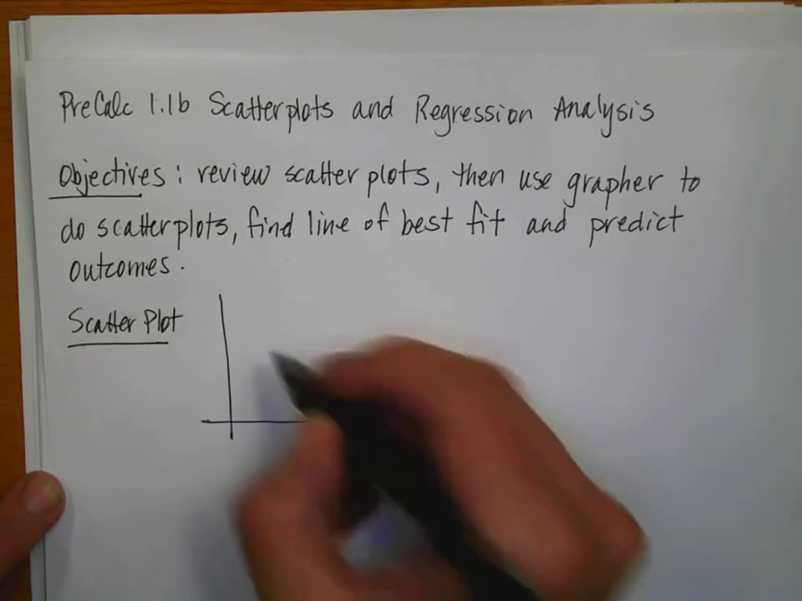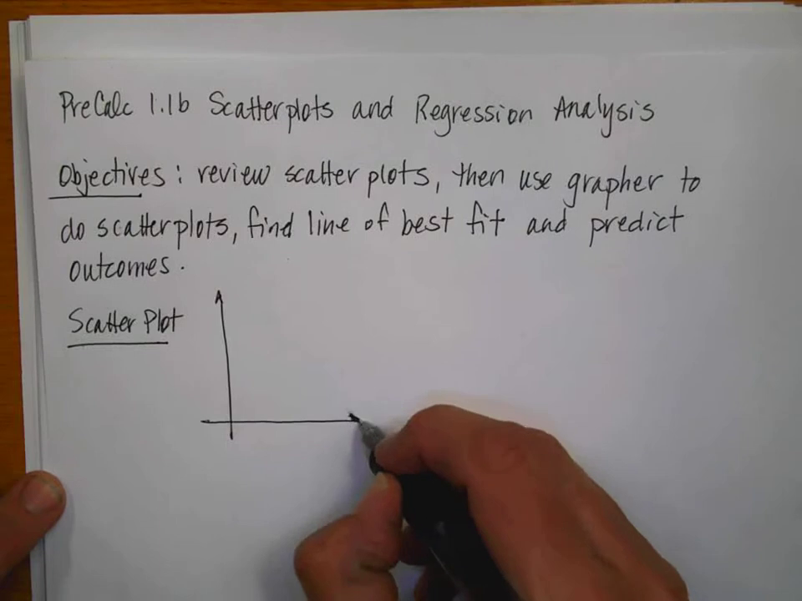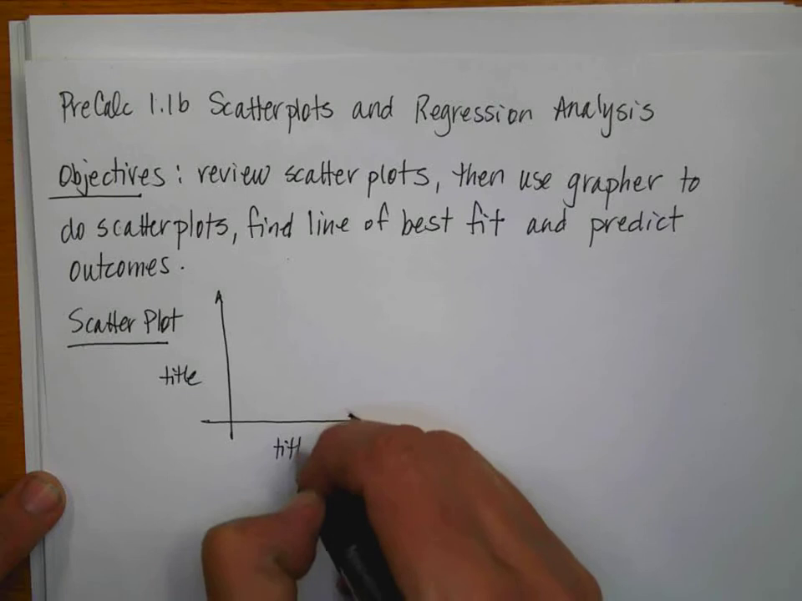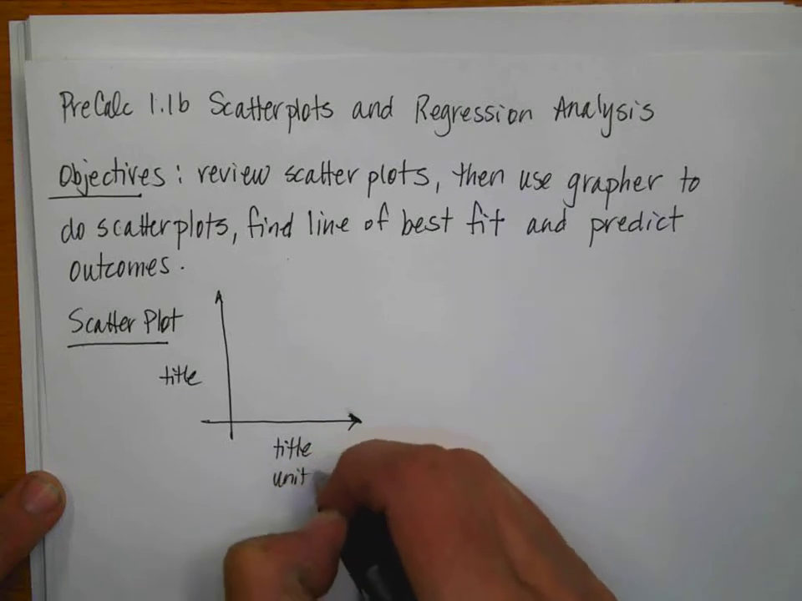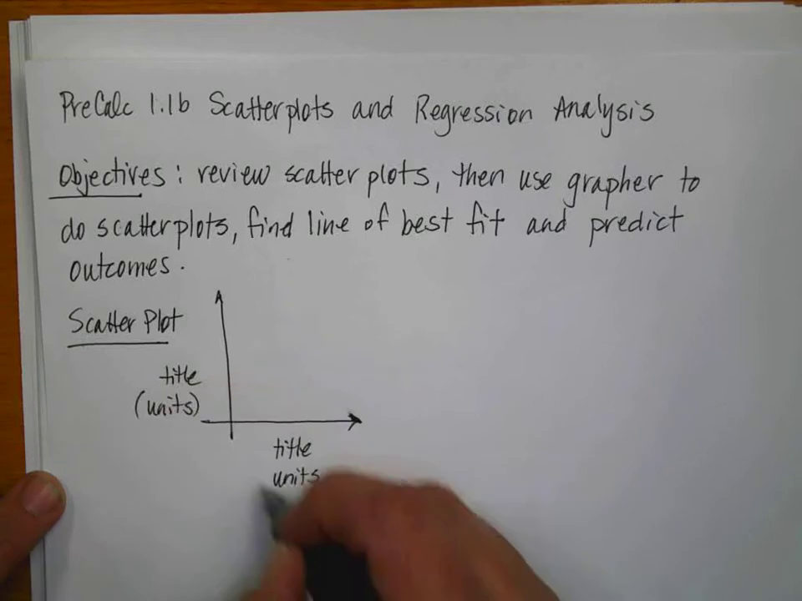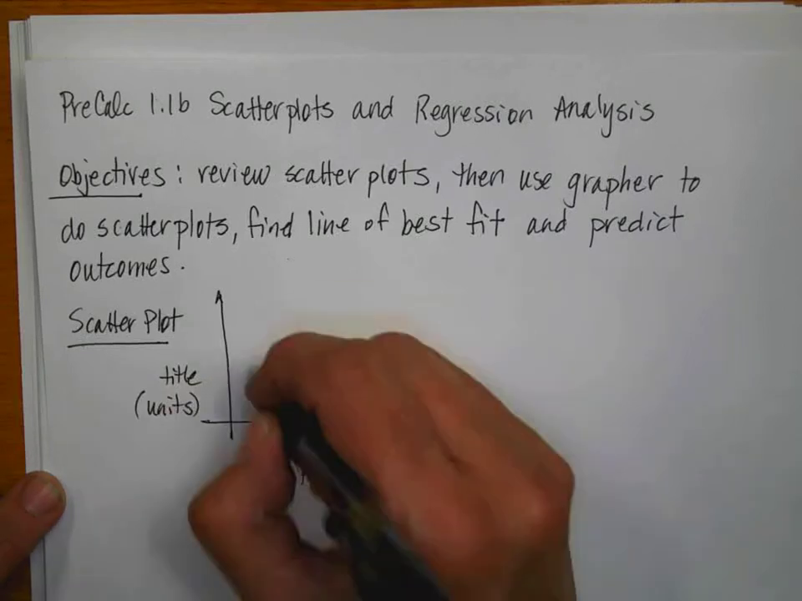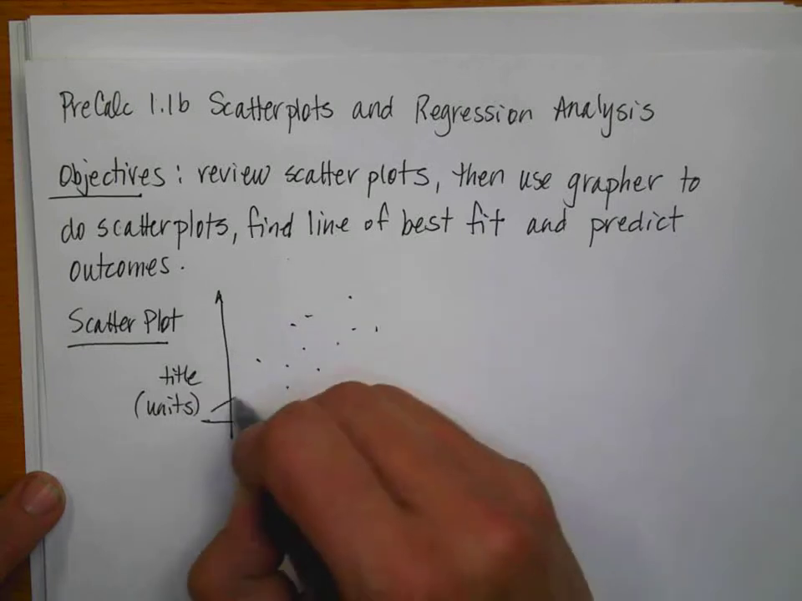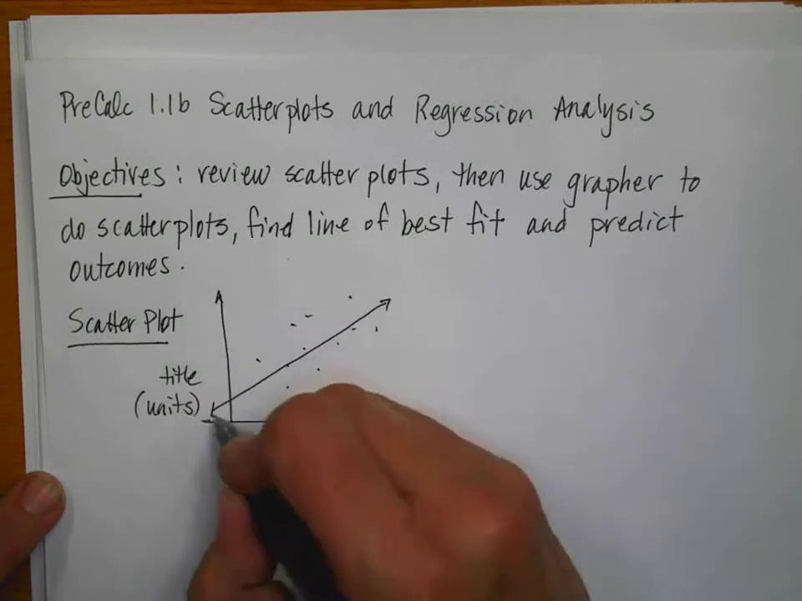Okay, so it might look like here's my axes, and then I would have a title, and both would include units because that's always relevant. A graph without numbers is irrelevant. It's just a pretty picture. And then I would have some random data points, and then I would have a line of best fit.